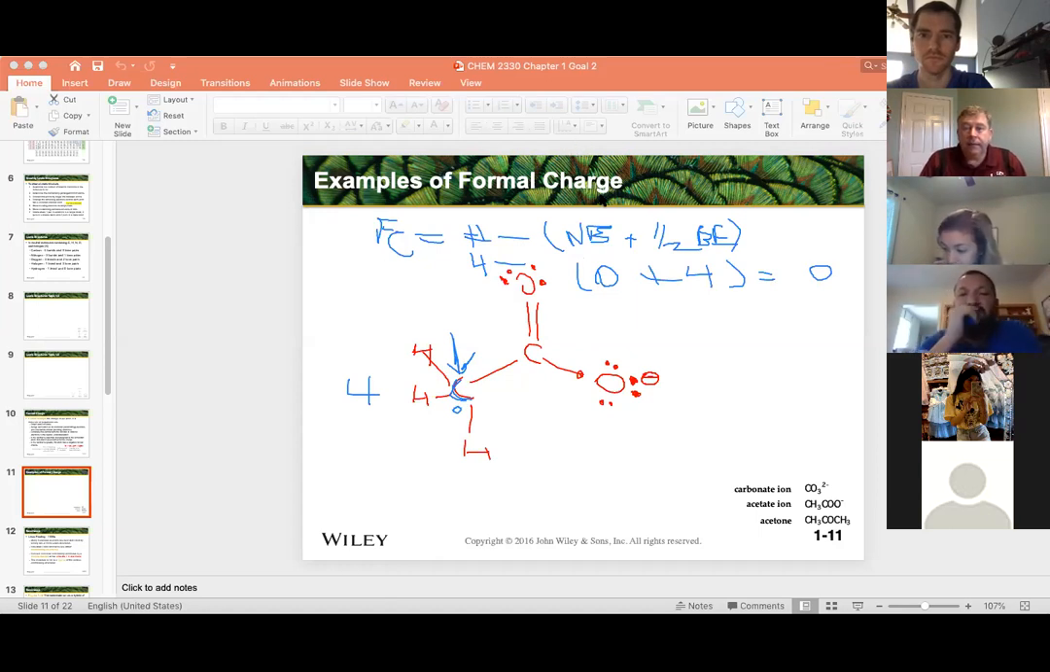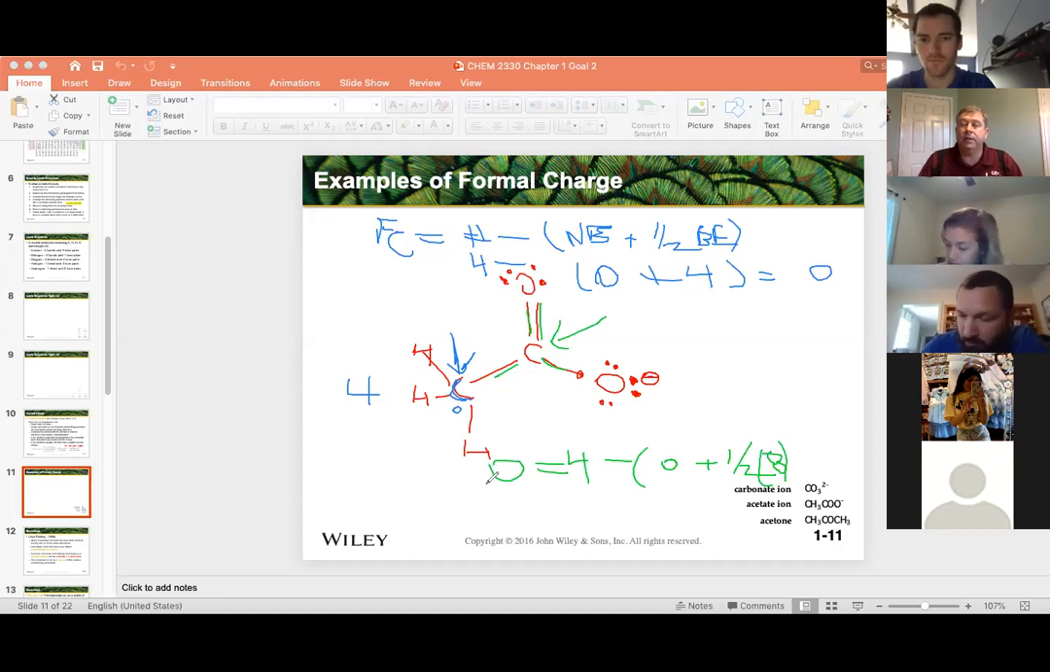So let's change colors again, and we're going to do formal charge on this carbon here. It brought 4 valence electrons to the party. We have 1, 2, 3, 4 bonds to it, so we have 0 non-bonding electrons, and plus 1/2 of 8 electrons. So that's 4, which means the charge on that carbon is again equal to 0. So this is also a formal charge of 0.